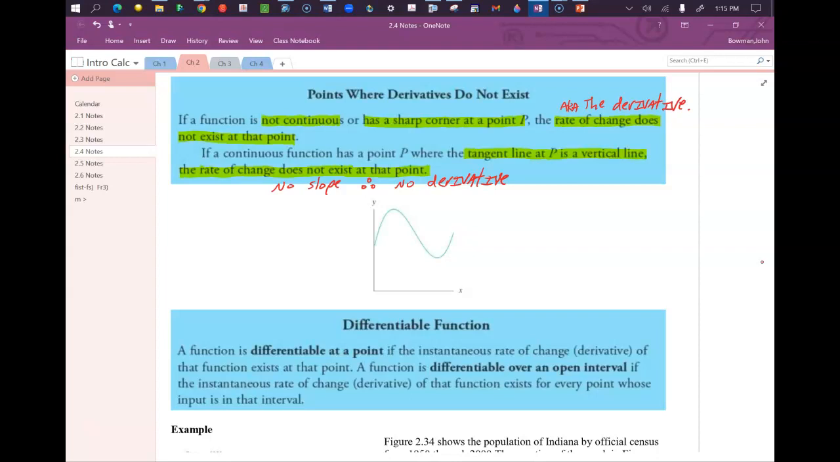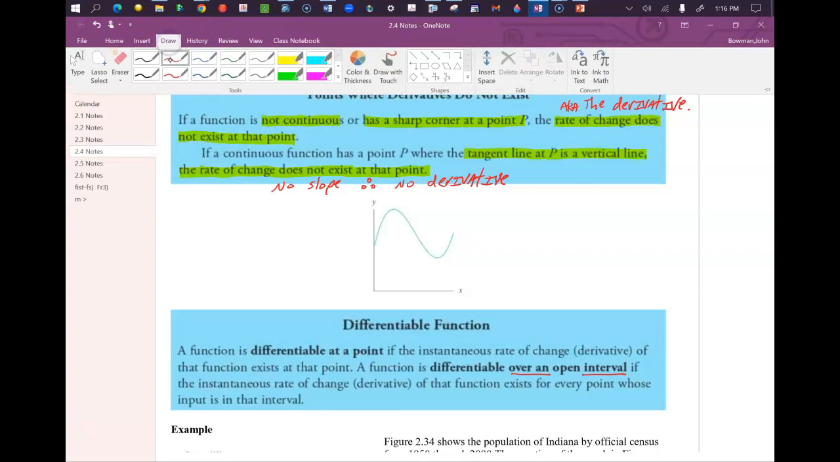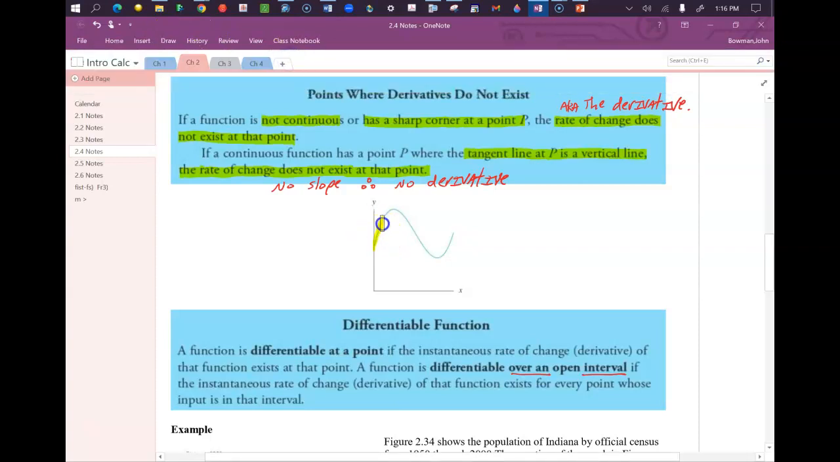A function is differentiable over an open interval. We're going to focus on over an interval if the instantaneous rate of change, aka the derivative, of that function exists for every point whose input is in that interval. So as an example of that, the graph directly above has no corners. It has no points where the tangent line is vertical. So this function is not only differentiable at every point between A and B, but we'll call this function f.